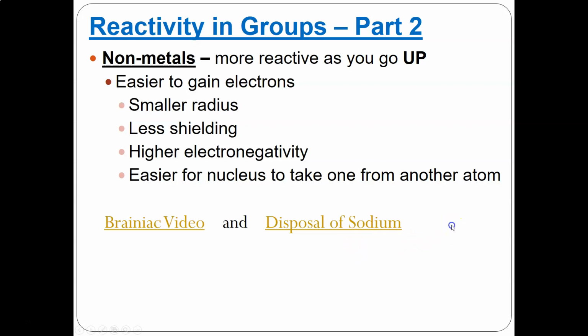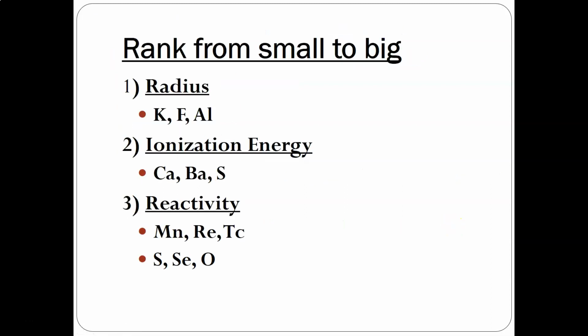All right, I would like to do a couple little practices. Try to rank the radius of those elements from small to big. Try to rank the ionization energy of that next set of elements from small to big. And then you have some reactivities I'd like you to rank. Keep this group together and rank them, and then separately rank these. And everything's going to be from smallest to biggest. Pause the video, give it a try, and then unpause and you can see the answers.